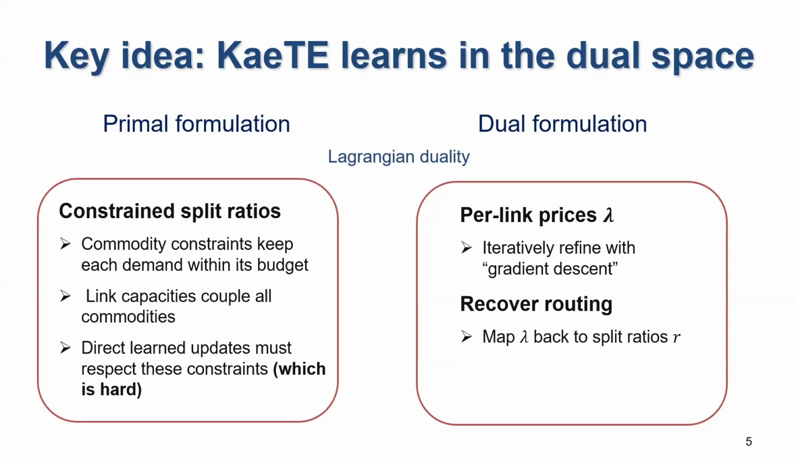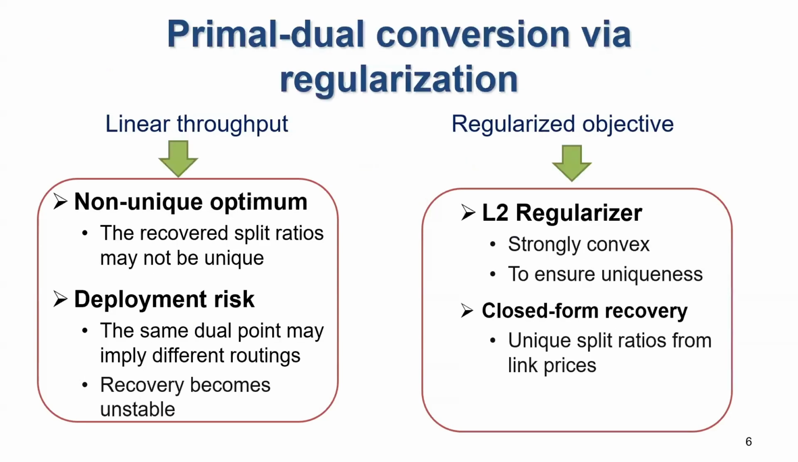However, such a straw-man solution still faces some challenges. A finite number of dual updates can still produce infeasible split ratios that overload links, and the primal-dual mapping is not automatically unique. It leads to the recovery, update, and feasibility challenges met by KaeTE.